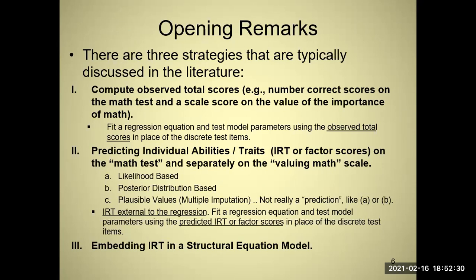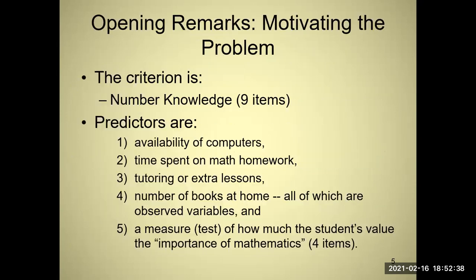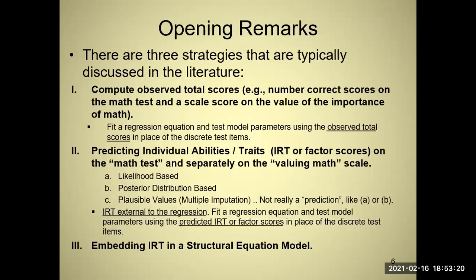There are 3 strategies that are typically discussed in the literature. You imagine a regression in which Y is the score. If we go back one slide, the Y, your criterion variable, is regressed upon the predictors in a conventional regression model. It involves some function or characterization of these 9 items of number knowledge, and so your Y variable itself actually has measurement error in it. Curiously enough, so does number 5, the students' valuing of the importance of mathematics. So you have a fascinating case where, typically, a very common way is to compute the observed total score, for example the number correct score on a math test and a scale score on the value of the importance of math.